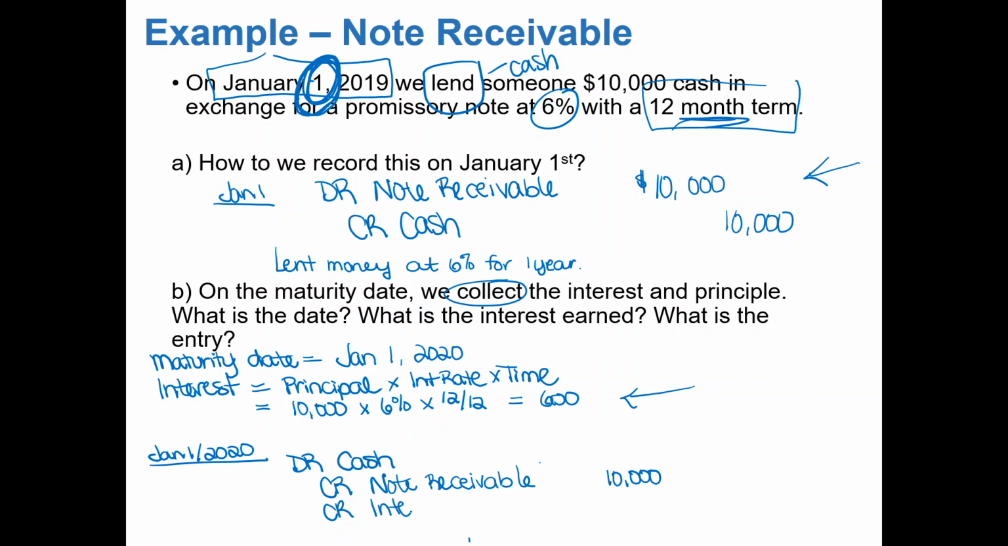So to recognize that, we need to credit interest income or interest revenue, whichever is fine. And we calculated that as $600. Therefore, the total amount of cash that we're going to collect is $10,600. So our $10,000 note plus our $600 interest. And we would say here to record collection of note at maturity.